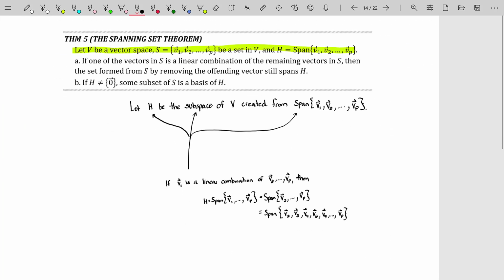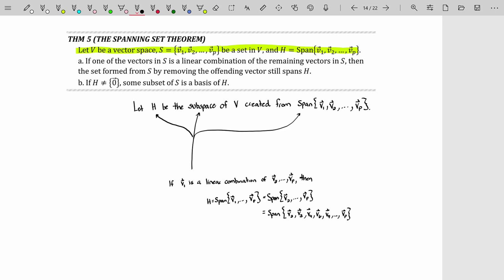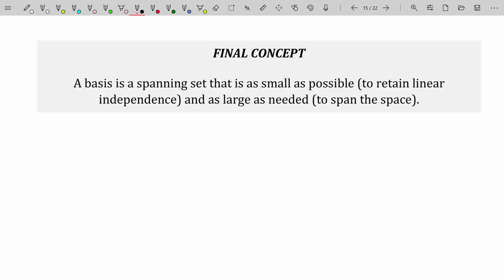It's not a proof, but it's just a conversational justification that given a set of vectors that span a space, you can start pruning back those vectors until you get to the key vectors that will still build your space, but are now linearly independent. If you want to see a proof of this, it's in every single linear algebra textbook. And that leads us to our final concept, which I'm being repetitive about because I've said it so many times, but it's good enough to state again. A basis is a spanning set that is as small as possible to retain linear independence and as large as needed so that you can span the space that you're considering.